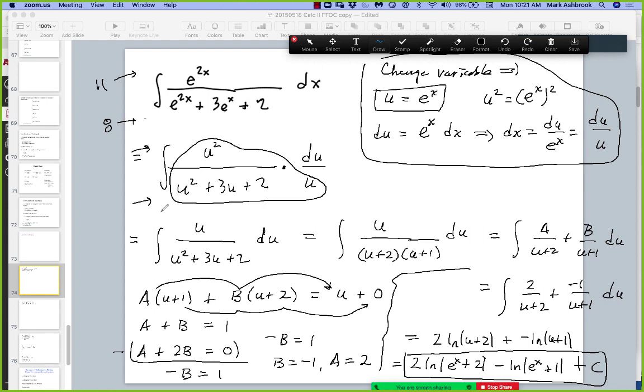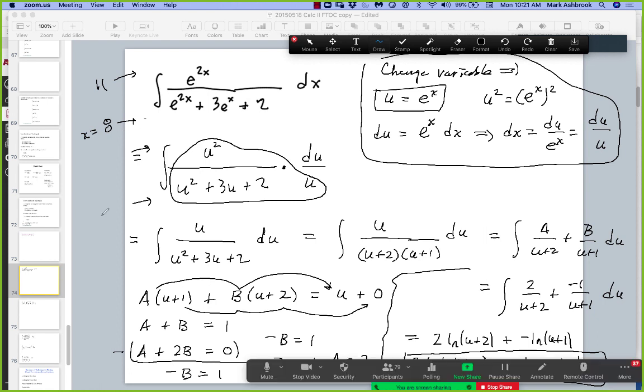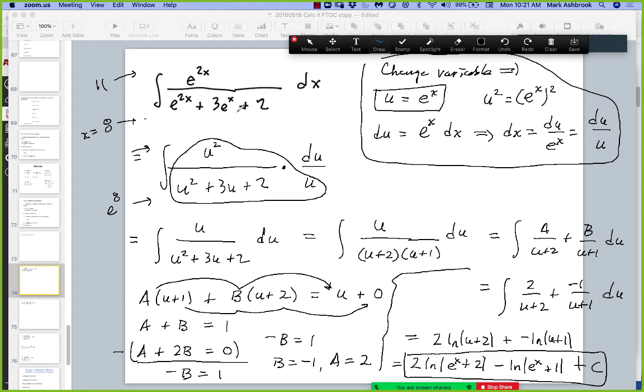So what would the lower limit be? This is x equals 8. So what would u be when x equals 8? Is it e to the 8th? E to the 8th, right? So if x is 8, then u is e to the 8th. And your upper limit would be e to the 11th.